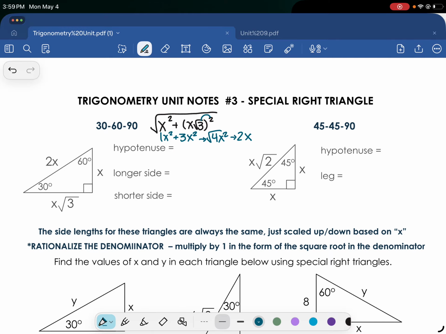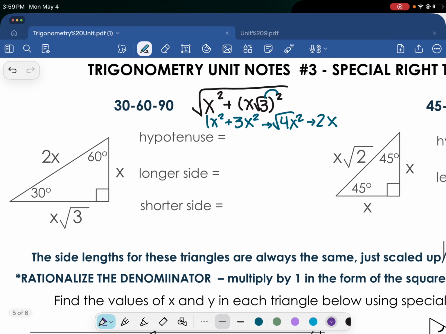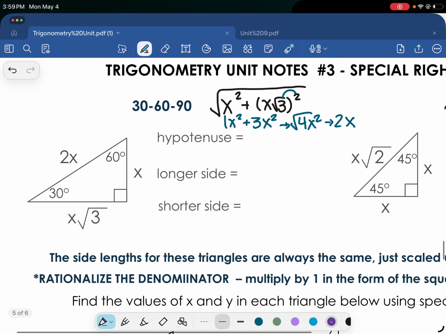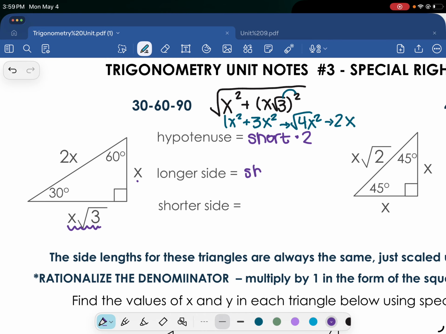Now, there is a shortcut I'm going to go over right down below. If you want the hypotenuse, that's 2x, so you're just going to take this x value, the short side, times 2. If you want the longer side, that's the short side times the square root of 3. Those two are pretty easy peasy. It's not that difficult. Now, what's a little bit trickier is what if you don't know the short side yet?